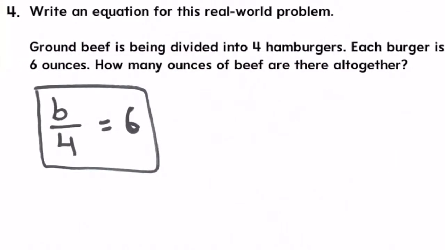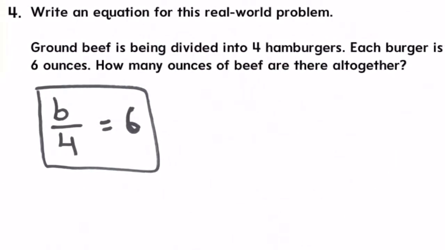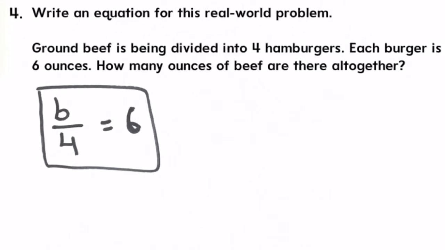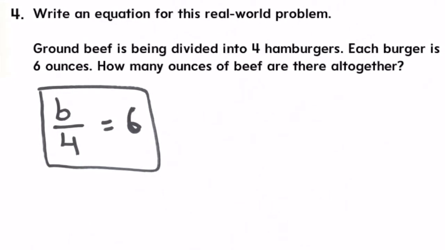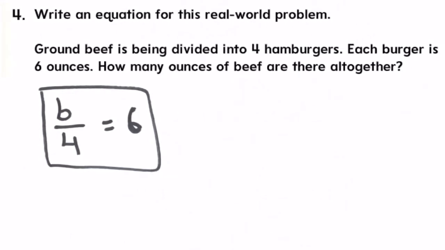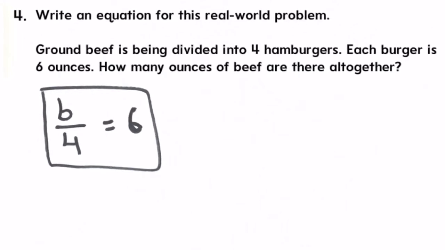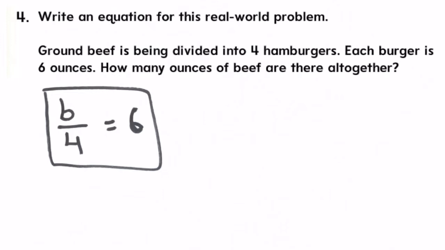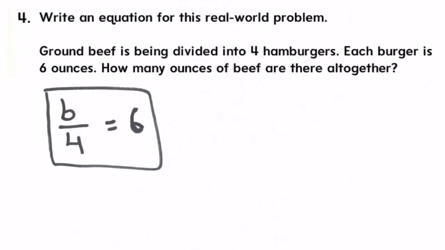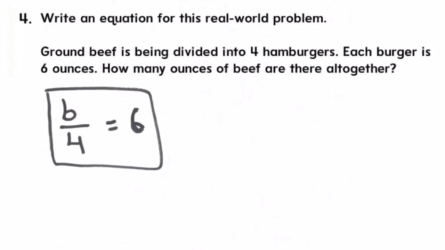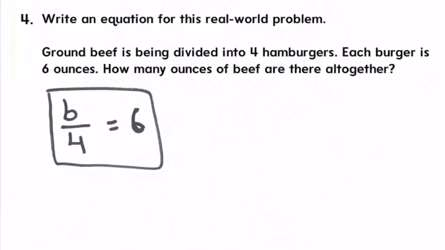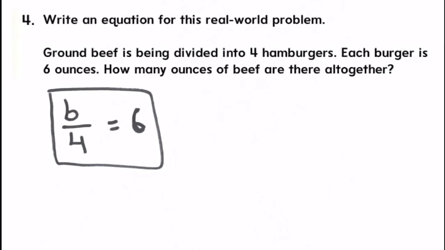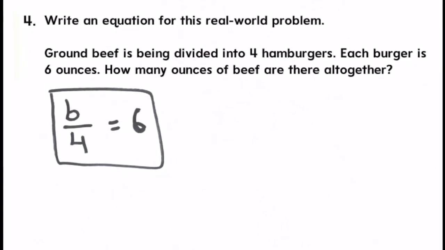And in the final example, they're saying that ground beef is being divided into 4 burgers. So it's like saying beef divided by 4 gives you the number of ounces per burger, equals 6. So that was a pretty straightforward problem. Now, do not panic. I know it looks like a fraction, but remember, if you go back to the very first 6 weeks, that is the same as division: the numerator divided by the denominator.